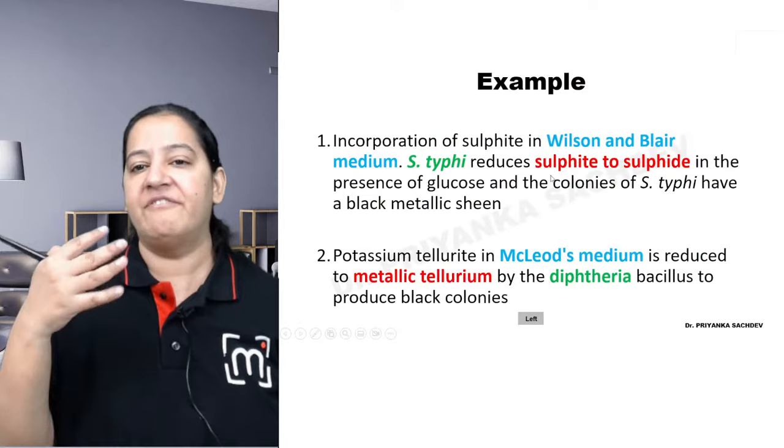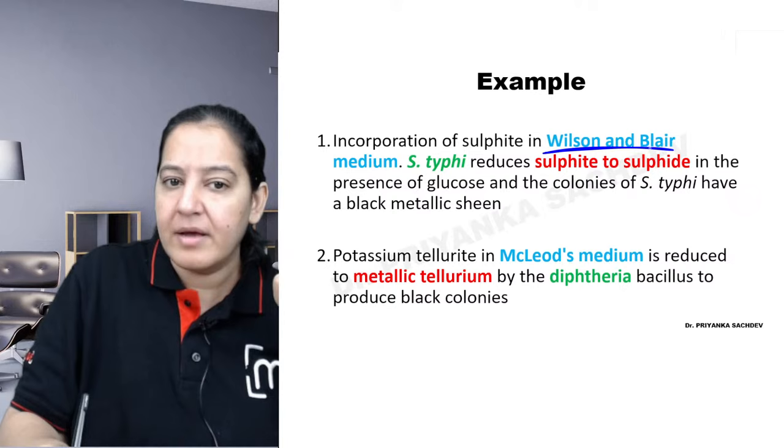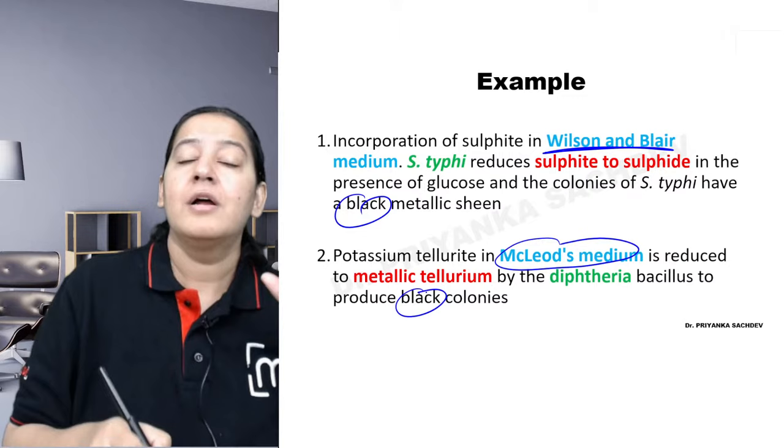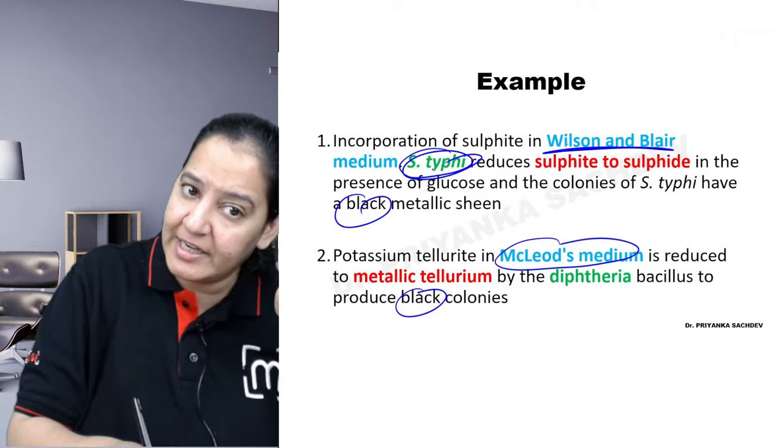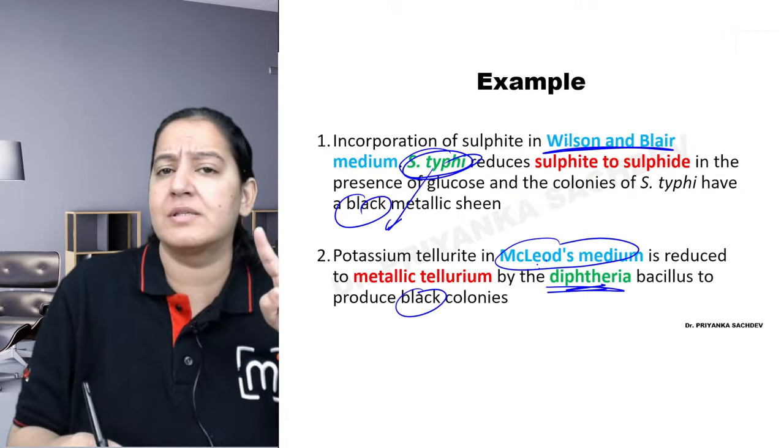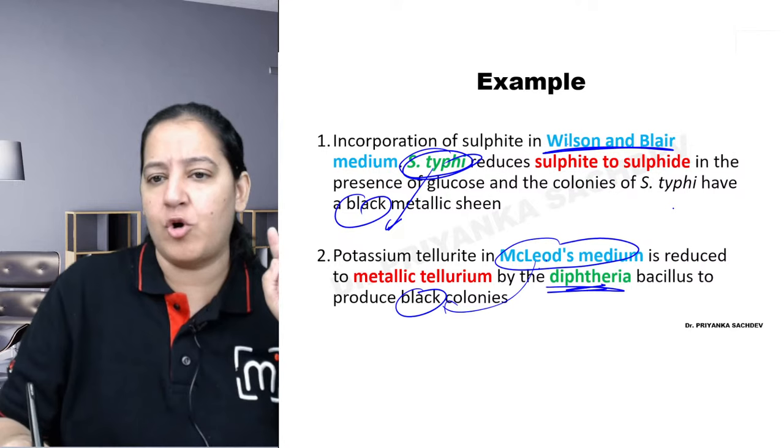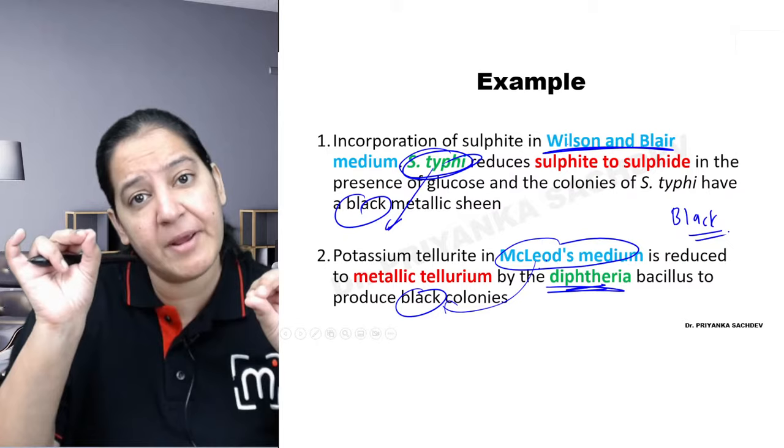So there are two examples. Number one, Wilson Blair. It gives black color. And number two, McLeod. It also gives black color. Now Wilson Blair is for Salmonella typhi. When Salmonella typhi grows, it gives black color. And McLeod is for diphtheria. When Corynebacterium diphtheriae grows, it gives black color. But in both of them, the black color is common, but the reason for black color is different. What is the exact chemical which is giving black color? What is the indicator you are adding?